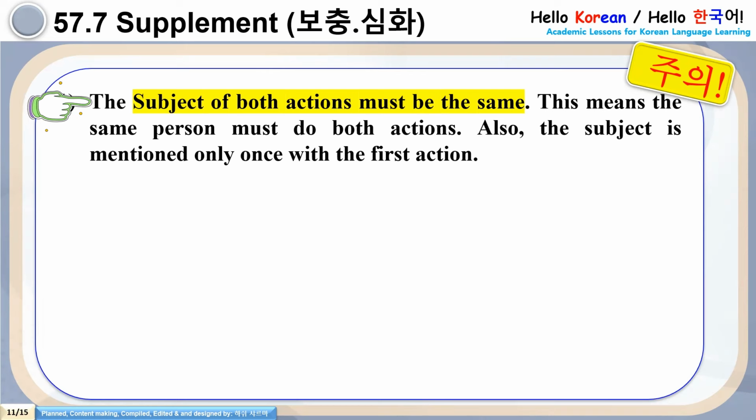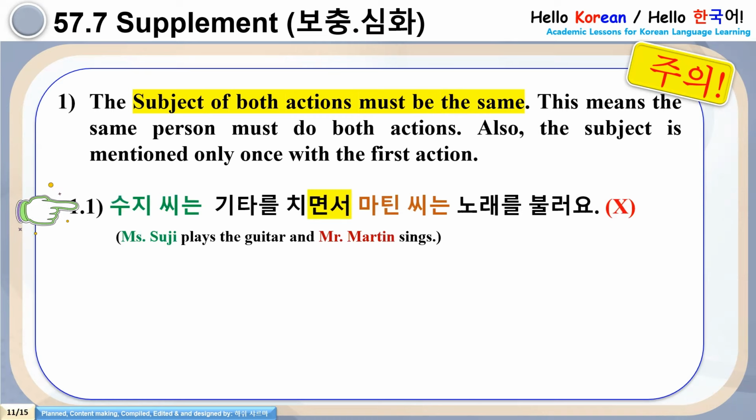This means the same person must do both the actions. Also, the subject is mentioned only once with the first action. So what is the meaning of this statement? See number one. 1.1 is 수지 씨는 기타를 치면서 마틴 씨는 노래를 불러요. Tell me why this sentence is wrong.